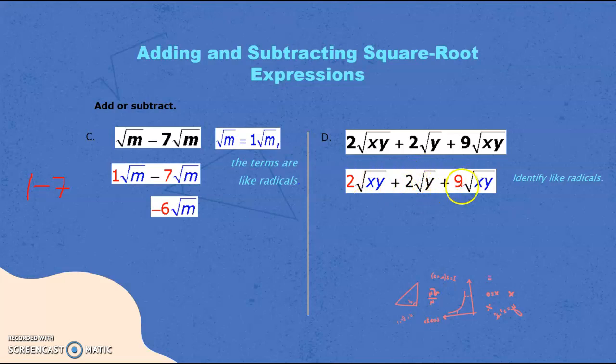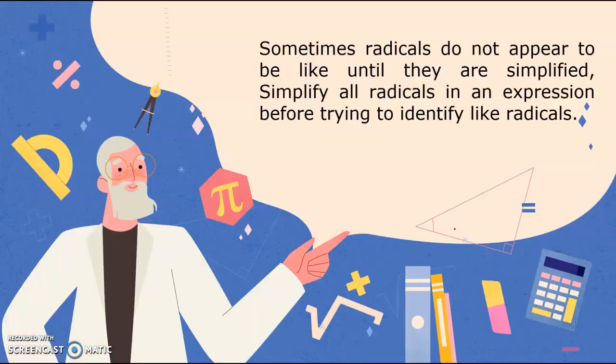So 2 plus 9, that's 11 square root of xy plus 2 square root of y. Okay, so 2 plus 9, 11 square root of xy plus 2 square root of y. So we cannot combine this one, therefore this is our final answer. 11 square root of xy plus 2 square root of y.